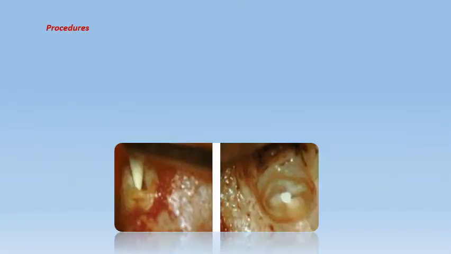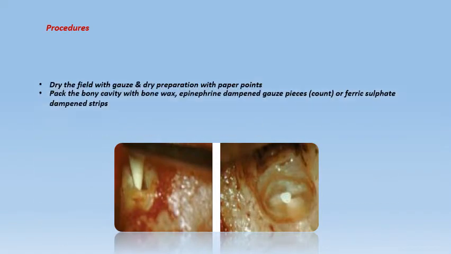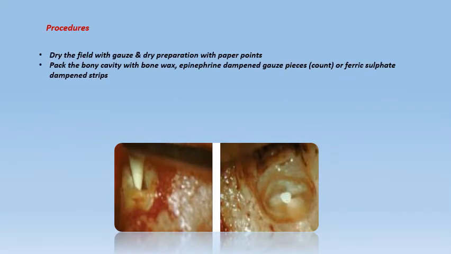The procedures of root end filling. We ended the last session with preparing the retro cavity. Now, if we can imagine, there is a bony cavity and the root tip projecting through it and a retro cavity in the root. First of all, I need to dry the field. I use gauze to dry the field very well, and I use paper points to dry the retro preparation.